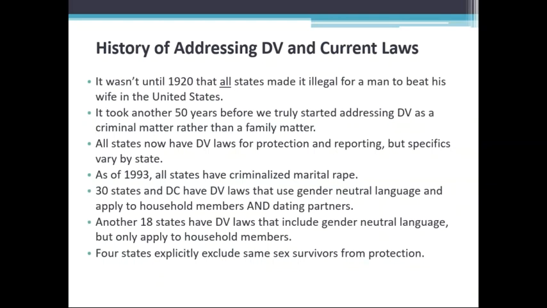When we get into the prevalence in the next couple of slides, and you look at that, we still have 4 states kind of holding out, and it's not just that they haven't yet revisited those laws to make the language gender neutral, it's that they've explicitly excluded same-sex survivors from having any type of protection. That is alarming, and it gives you an understanding of why sometimes people in same-sex relationships where violence is occurring feel like there's no point in reporting it.